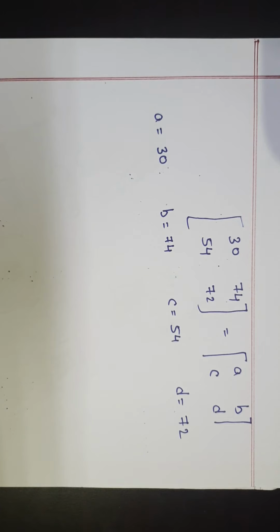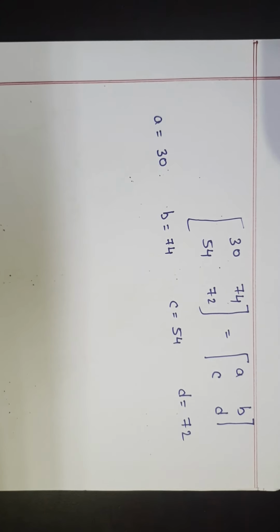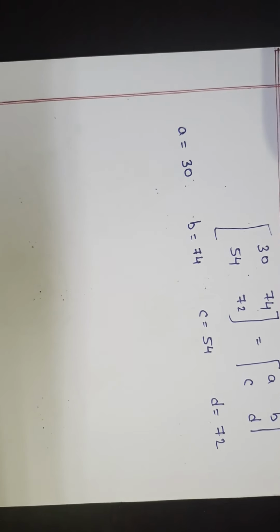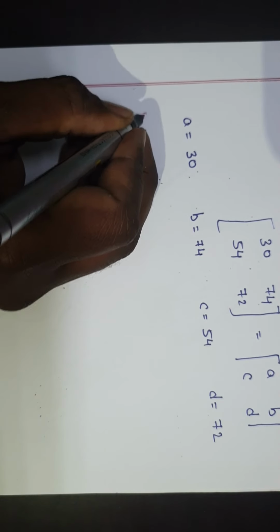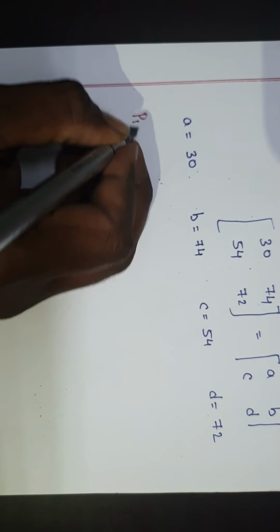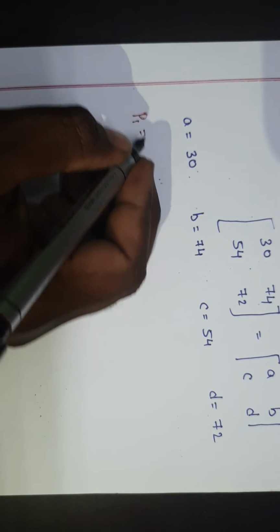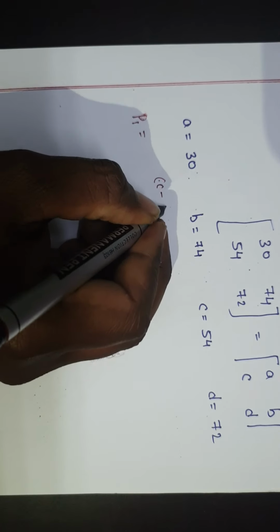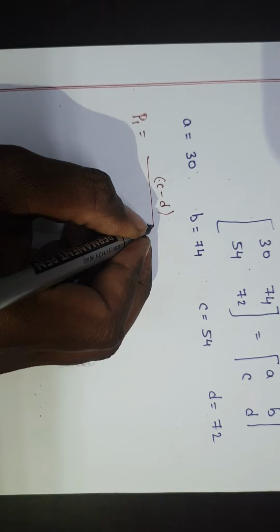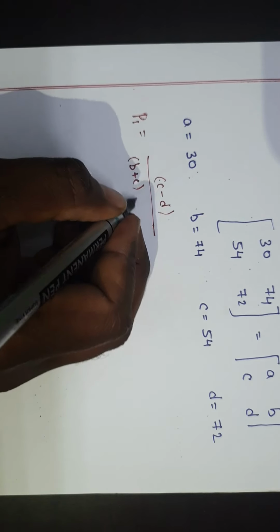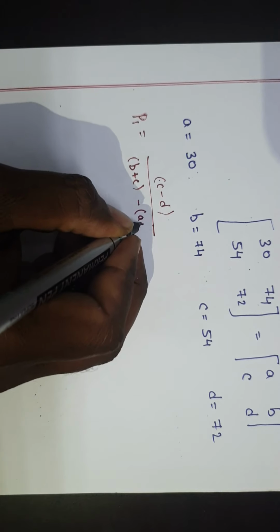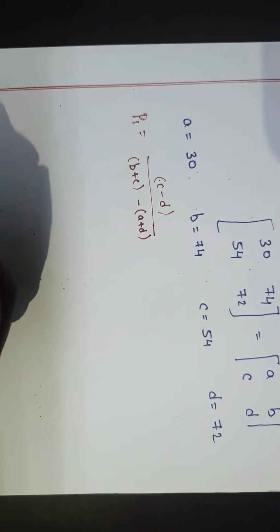After getting this value, the next step is to substitute it in the P1 formula. First you have to write down the P1 formula. P1 is equal to (C minus D) by (B plus C) minus (A plus D). In that you have to substitute.